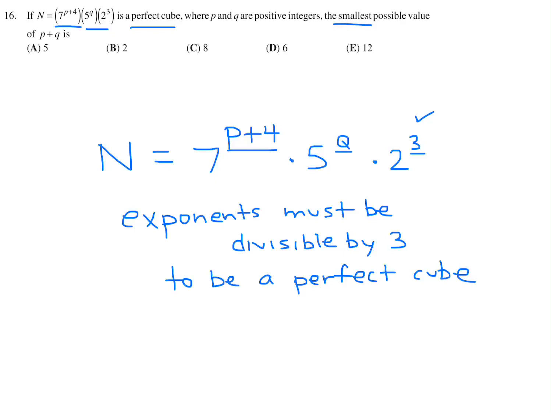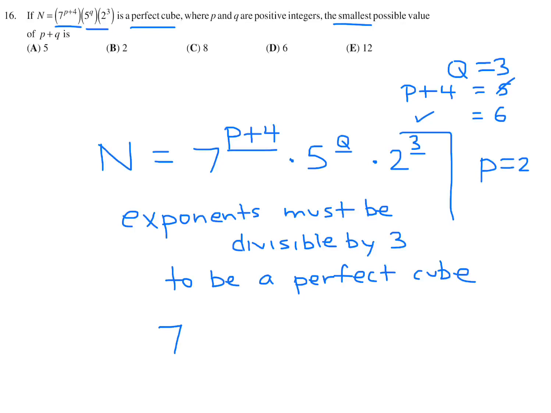Well, for q, what comes to mind is q equal to 3. And for p plus 4, let's see, if p was 1, you would get 5, and 5 is not divisible by 3. But if p was 2, you would get 6, and 6 is indeed divisible by 3. So therefore, if p is 2 and q is 3, we would get 7 to the power of 2 plus 4, 5 to the power of 3, and 2 to the power of 3.